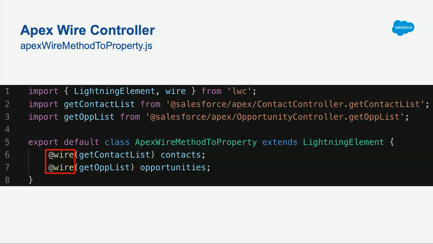So whatever getContactList returns gets wired to the contacts variable, contacts.data. And whatever getOpList returns is wired to the opportunities variable. So we have contacts.data, opportunities.data.